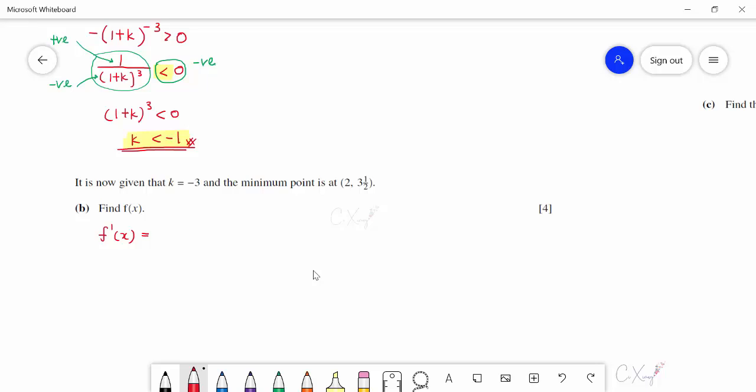Okay, so I rewrite again because we already know that k is equal to negative 3. So my f prime x equation will look something like this. It will become half x minus 3 to the power negative 2, then minus negative 2 to the power negative 2. So if you try to simplify again, then you will have this.